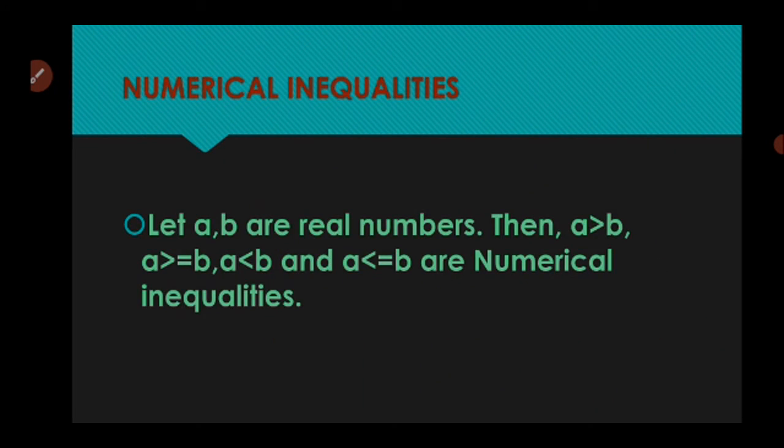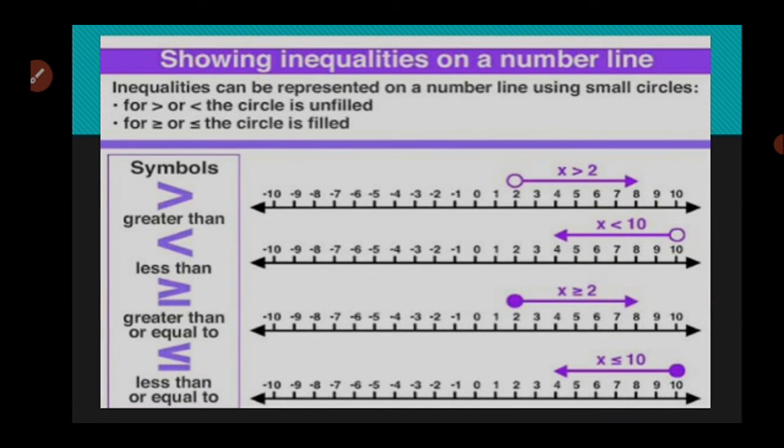Okay, next topic, the last topic, is numerical inequalities. Let A, B be real numbers. Then A is greater than B, or A is greater than or equal to B, or you can say A is smaller than B, and A is smaller than or equal to B, are numerical inequalities. Okay, showing inequalities on the number line. As we were showing in the smaller classes about the numbers, this time we are going to see how to show inequalities on a number line.